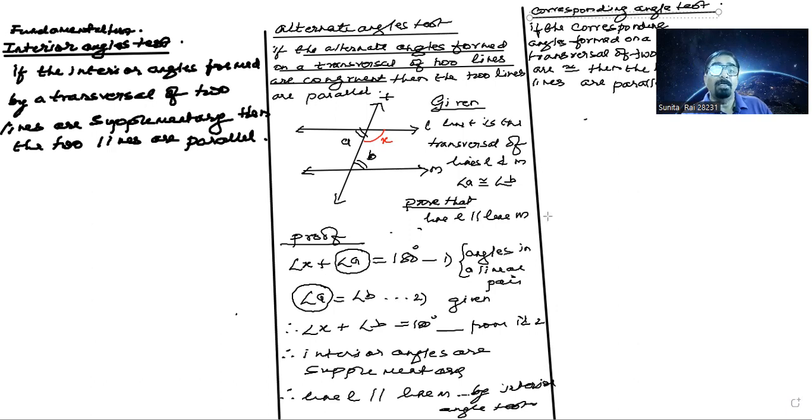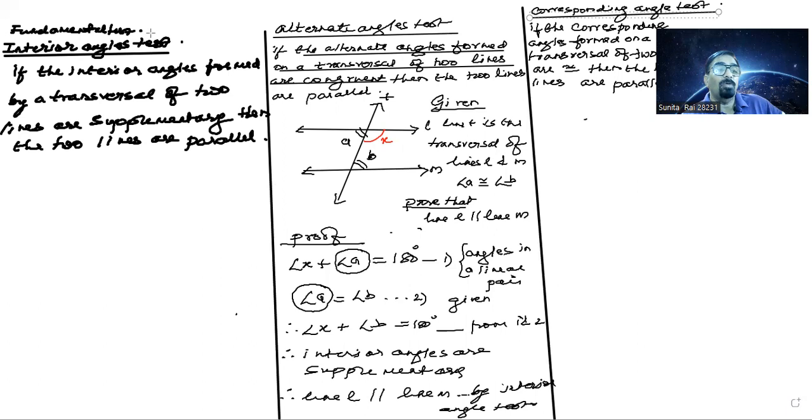अभी एग्जाम में आ सकता है. Prove that if the corresponding angles formed on the transversal of two lines are congruent, then the two lines are parallel. So again, children, आपको फिगर ड्रॉ करना है, आपको given लिखना है, आपको prove that लिखना है. So all you know, children, first thing, how do you come to know?